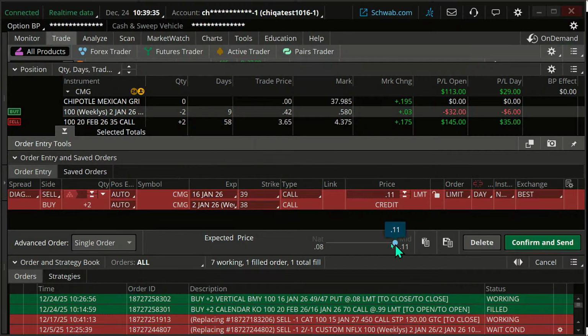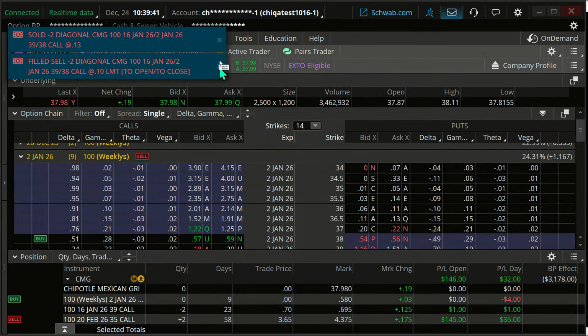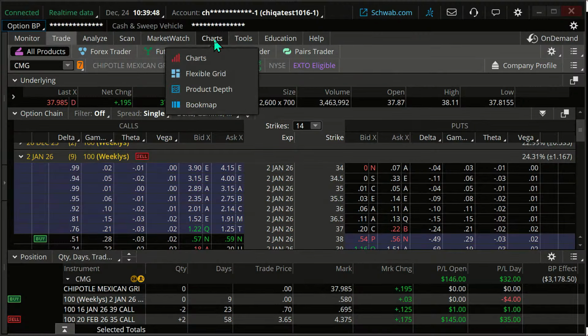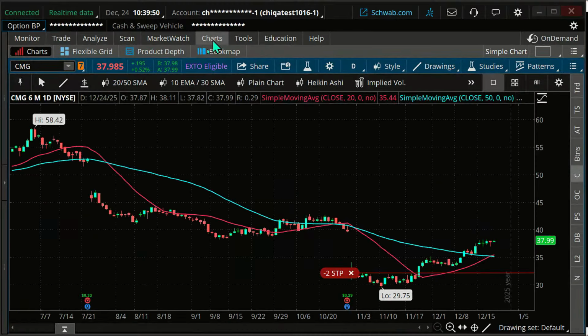So I'm going to move that just off the mid price just to see if we can get more likely to get a fill, confirm and send that order, okay? So we just rolled that out. If we want to look at this trade, all in all, it's a bullish trade.